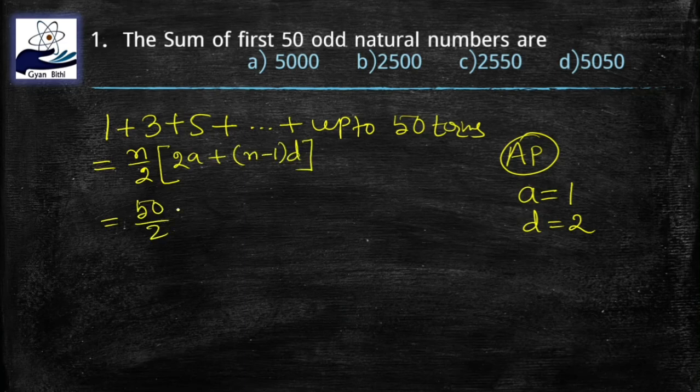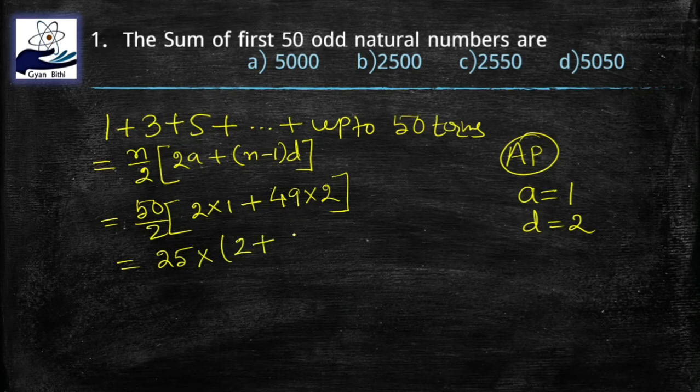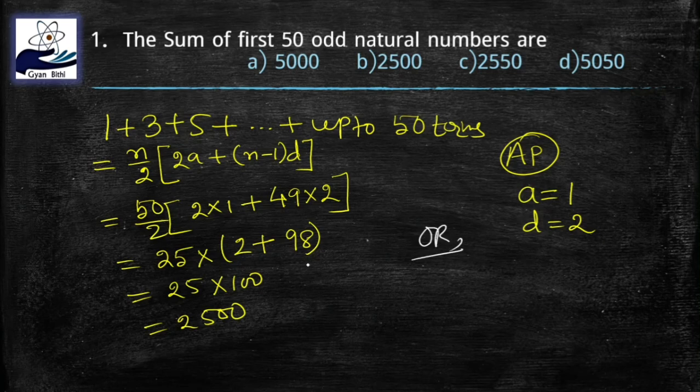So 50 divided by 2, 2 into 1 plus n minus 1, 50 terms are there. So n minus 1 means 50 minus 1, so you will get 49 into d, which is 2. This will give you 50 divided by 2, 25 into 2 plus 49 2s are 98, which means 25 into 100, that means 2500. Okay, I am showing another method.